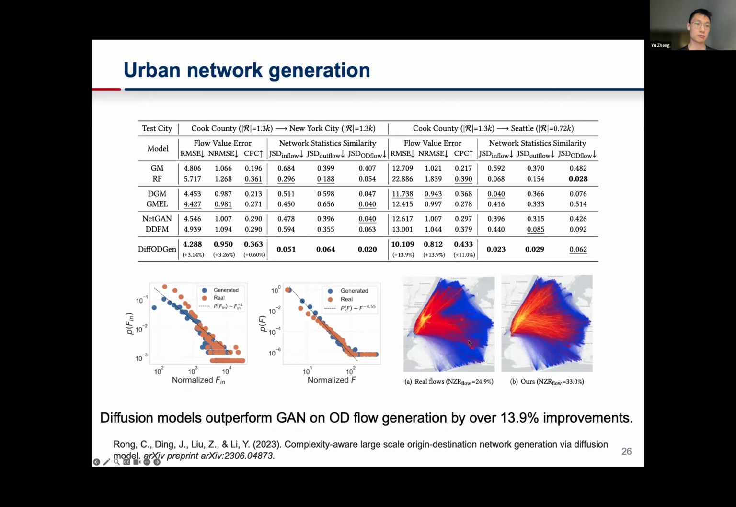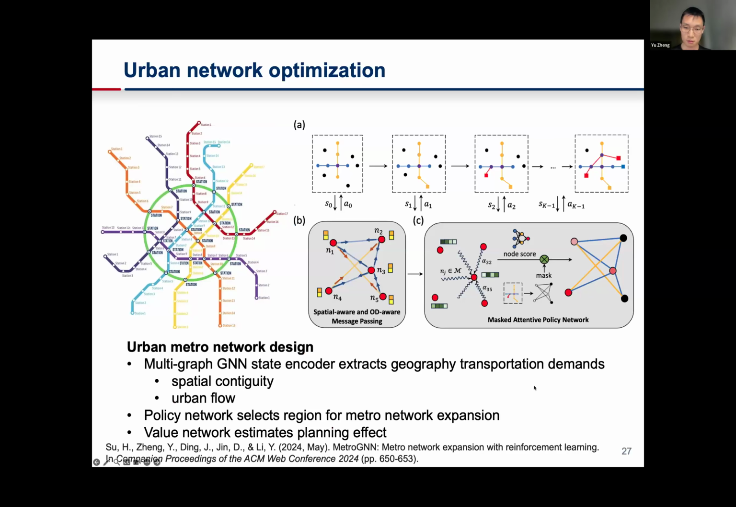And we evaluate on real-world OD flow data, and we can see that the diffusion model also outperformed GAN on OD flow generation, and the improvements can exceed 30.9%. And the last one is urban network optimization.